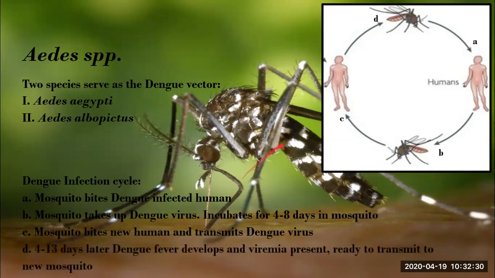Within a few more days, dengue fever develops from the virus proliferating within that new host, and they will become viremic. And so now that new person has virus spreading throughout their bloodstream. And a new mosquito would then come along and bite that person to restart that cycle.